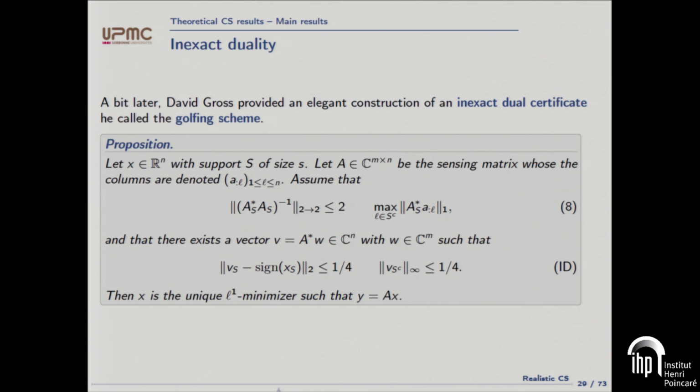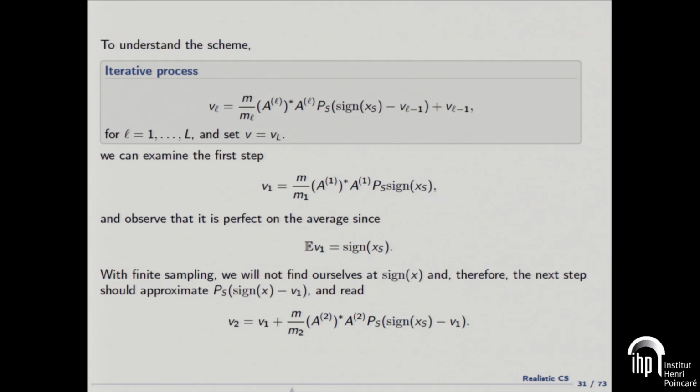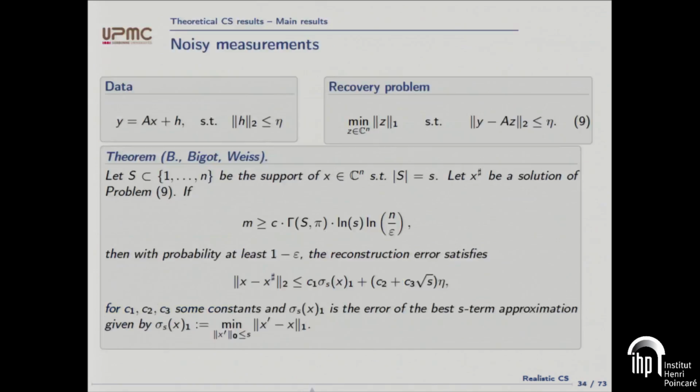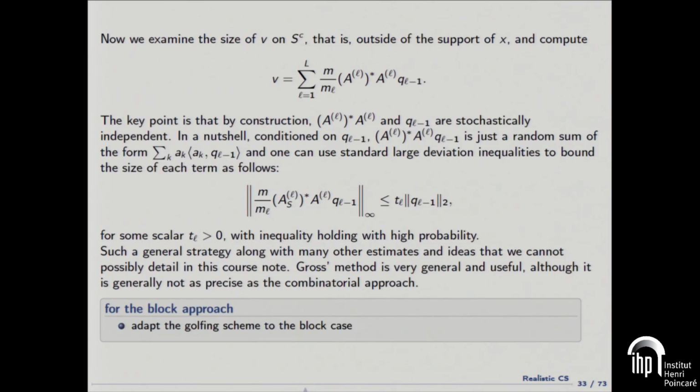And so the idea of David Gross was to design a golfing scheme, and the golfing scheme is just an iterative process that allows you to construct such a dual certificate V. Okay, but I will skip this. Then we just do the golfing scheme, and we adapt it to the block case, of course, because we are in the block case. So just a few words.